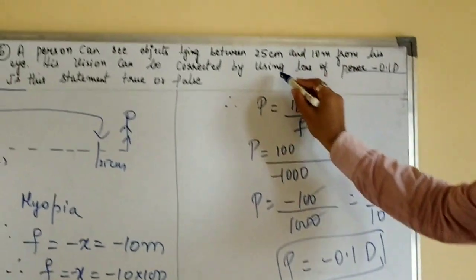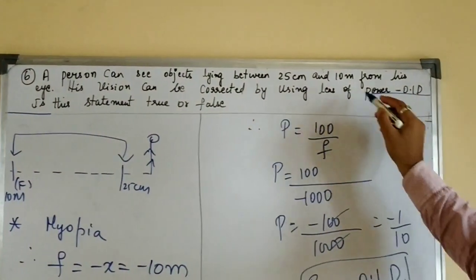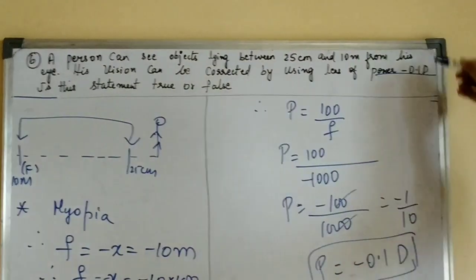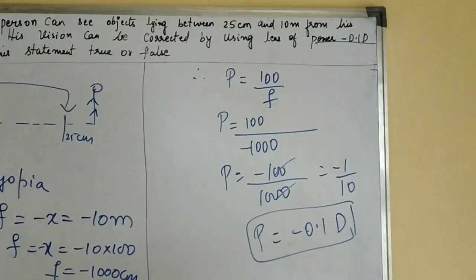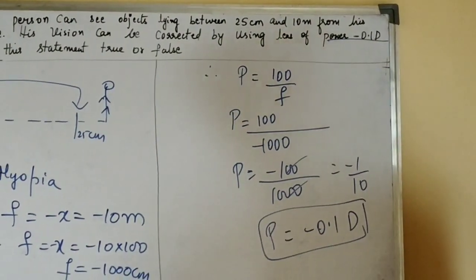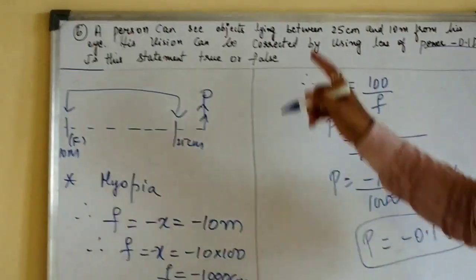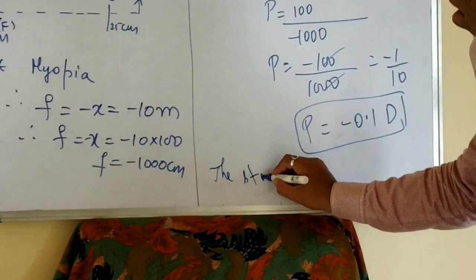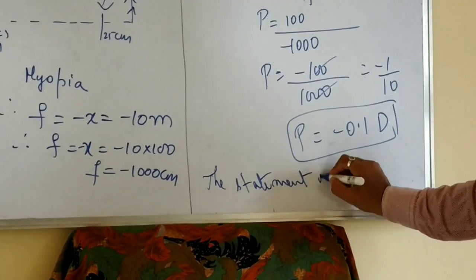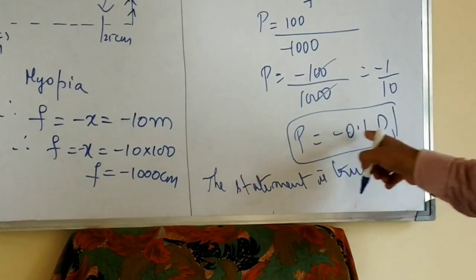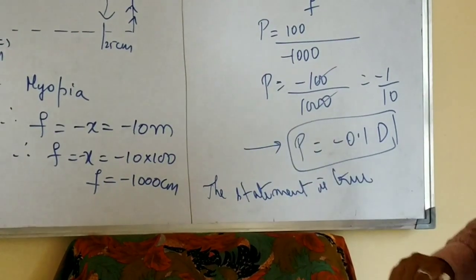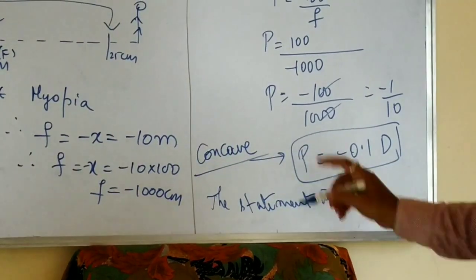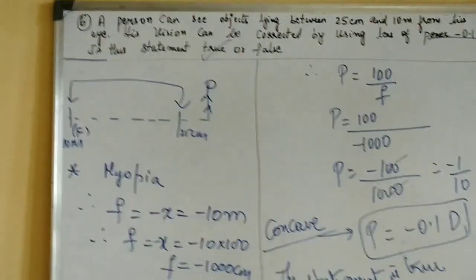So what is the question? They have given the power, that is, his vision can be corrected by using a lens of minus 0.1 diopter. Now just see here, both are the same values. We have got the correct value. Therefore, the statement is true. And if the power is coming negative, what type of lens has he used for correction? That is a concave lens. Why? Because he is having myopia.